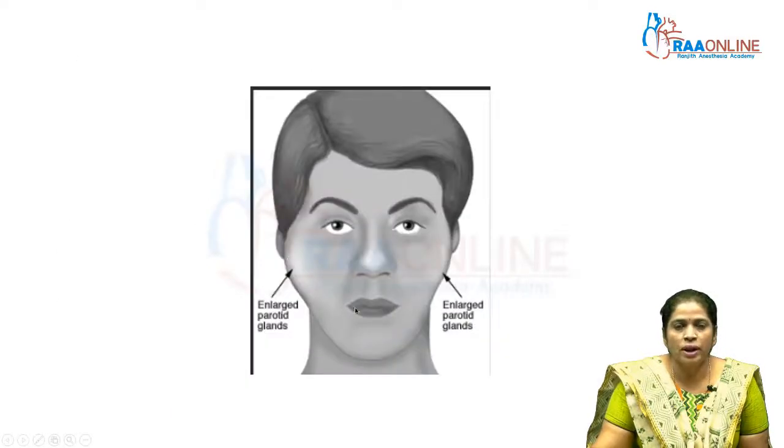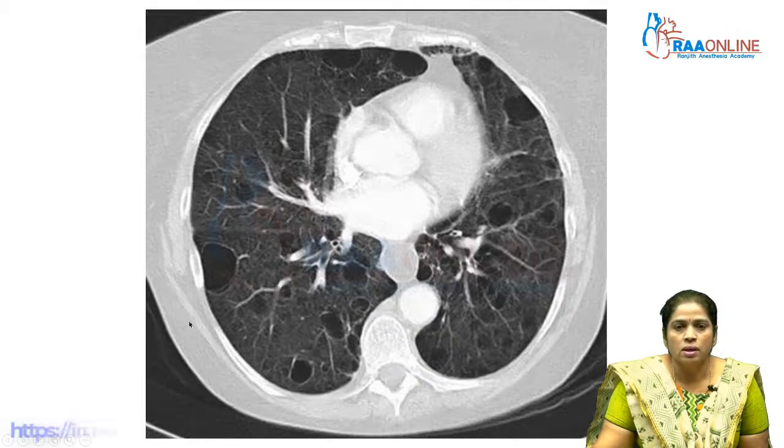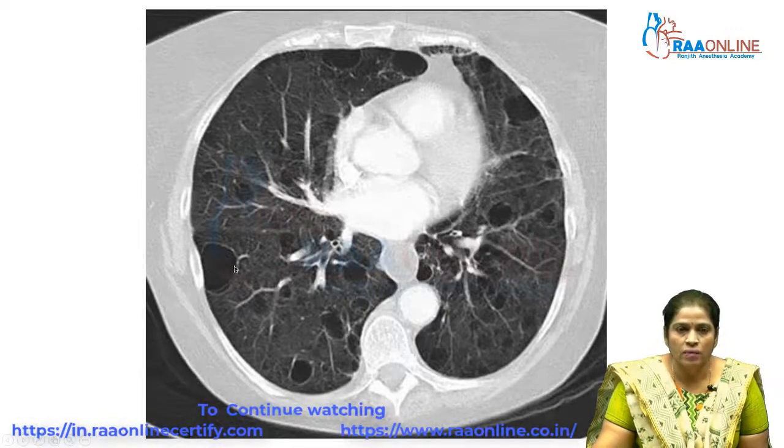So this is the parotid gland enlargement that can happen. This is the LIP that I talked to you about, lymphocytic interstitial pneumonia with characteristic cystic lesions on the CT in the lung.